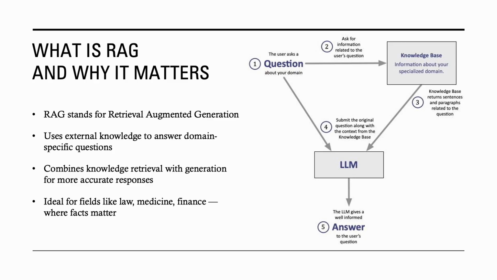First, the user asks a question, something specific to your domain, like a company policy or a local procedure. In step 2, the system takes that question and queries a knowledge base. This could be a vector database of documents to find relevant context. In step 3, the knowledge base returns related passages, snippets of text that might help answer the question. In step 4, the original question and the retrieved context are passed together to the language model. And finally, in step 5, the model generates a well-informed answer based on both the question and the supporting information.